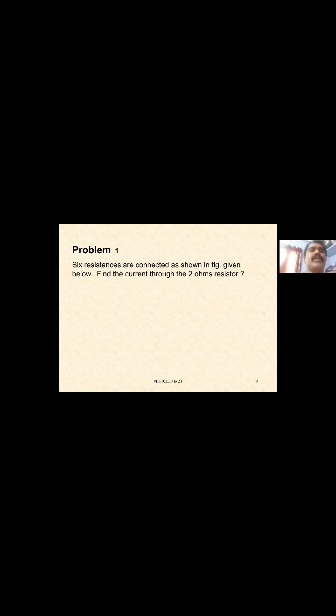Six resistors are connected as shown in the figure given below. Find the current through the 2 ohm resistance. Here three resistors are connected in parallel, which are connected in series with others. First we have to find the total resistance of the three resistors in parallel. Whatever equivalent resistance we get, we have to add the 7 ohm resistance. This is connected in parallel with another resistance, and again we have to find the equivalent resistance, the R value.